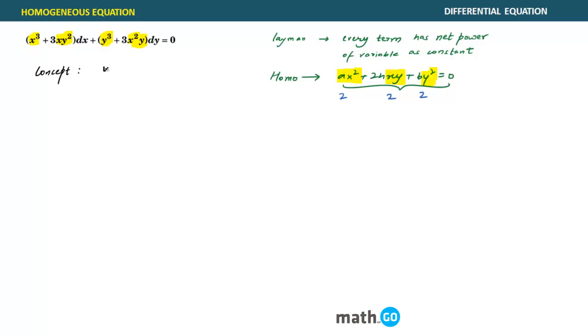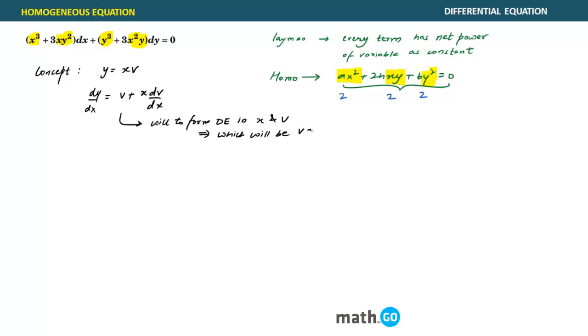That we'll substitute y is equal to xv. If you substitute y equal to xv, then what will become? dy by dx is equal to v plus x dv by dx. This is what you will substitute. So for this, what we'll try to form is the DE in now x and v. y will be gone, which will be variable separable, right? This is the target of a homogeneous expression.